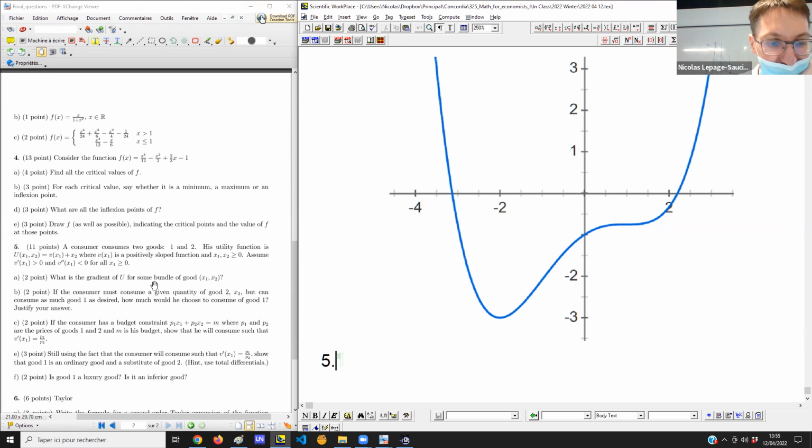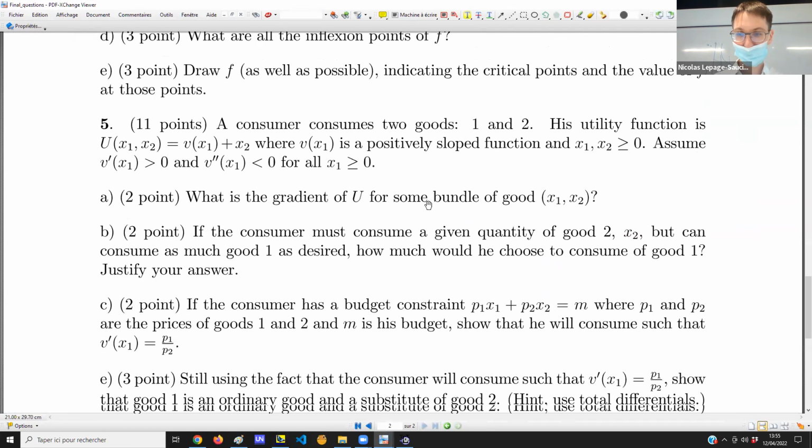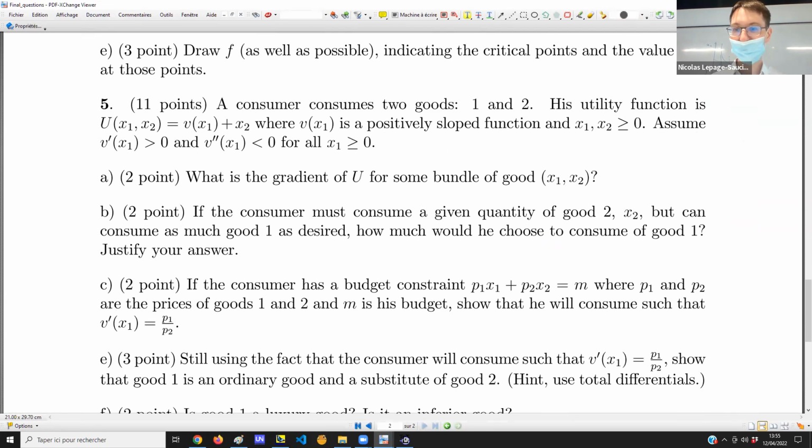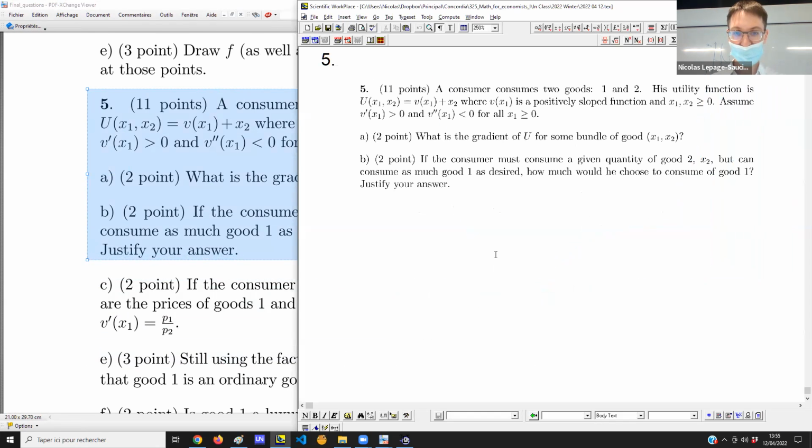What is the gradient of U? Anyways, it's a bit different. So you get the help you get. Let me just copy that. It's too long to write. Try first with N. Okay, so let me read it.